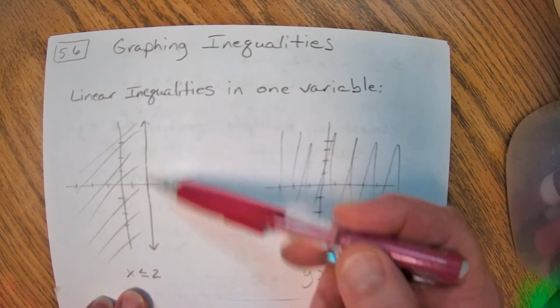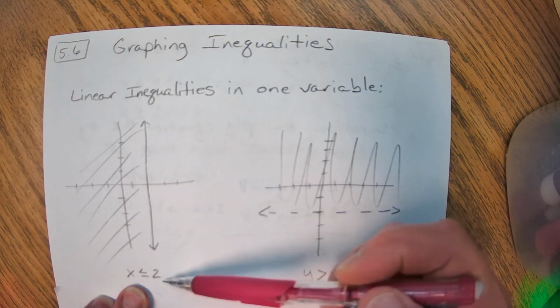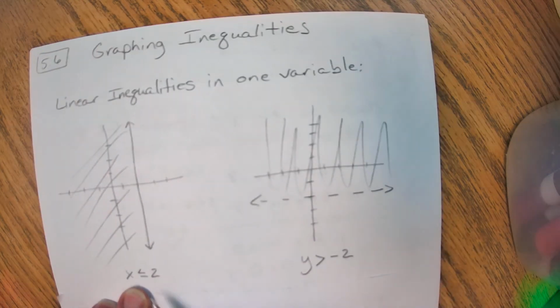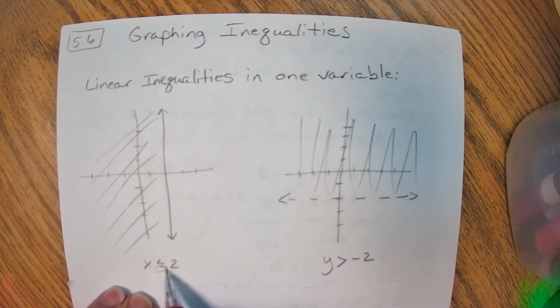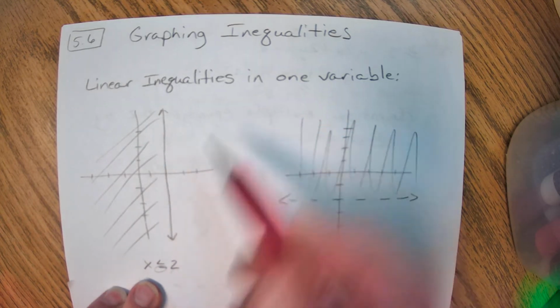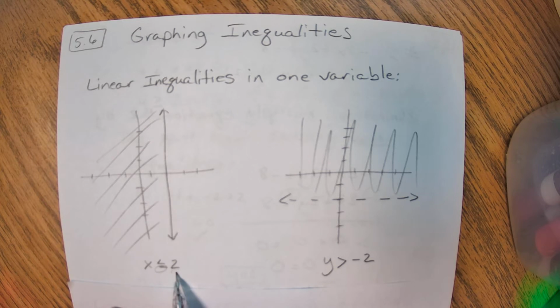I know it's an x equals equation because it's a vertical line. And the inequality is x is less than or equal to 2. So because it says or equal to, the line is solid, and then you would shade everything to the left that is less than 2.